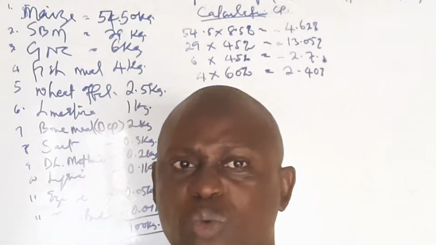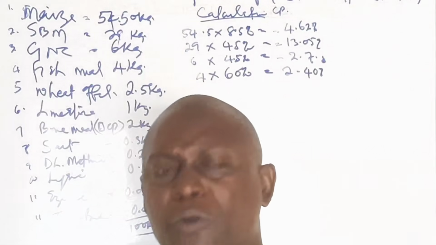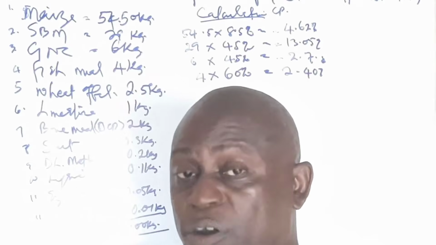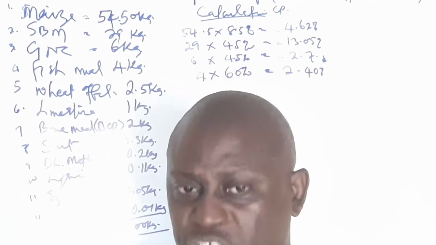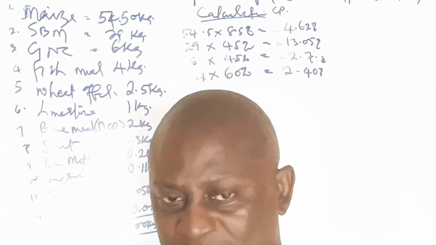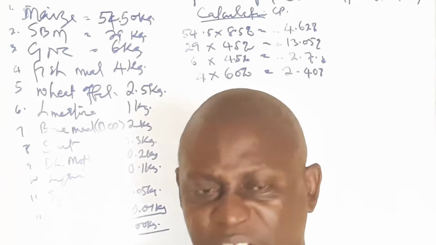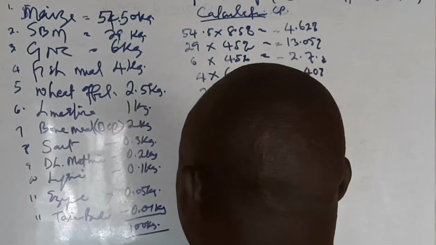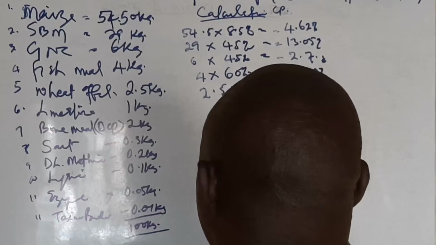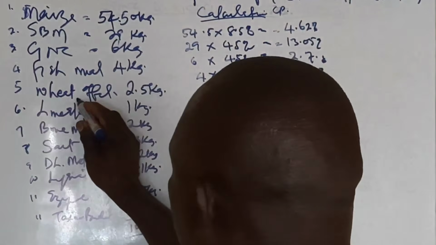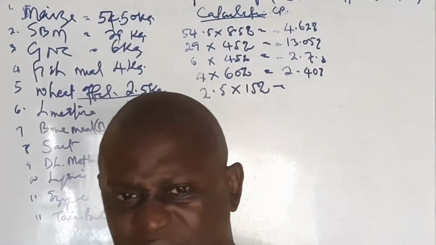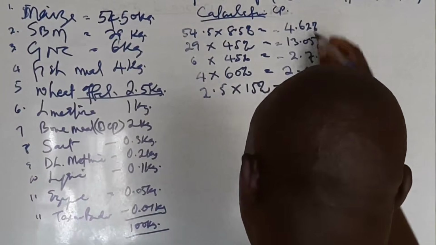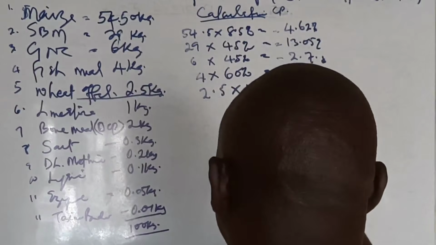Our next one is wheat offal. What is the crude protein content of wheat offal? That is about 15%. If you don't know how you're getting this crude protein content or nutritional analysis, go back to the video and watch the nutritional analysis of all these ingredients one after the other. I treated all of them in different videos. Now, the quantity of wheat offal here is 2.5. That will give us 2.5 times 15%. Use your calculator. That will give us 0.38%. If you add up all this, it will give us about 23%.